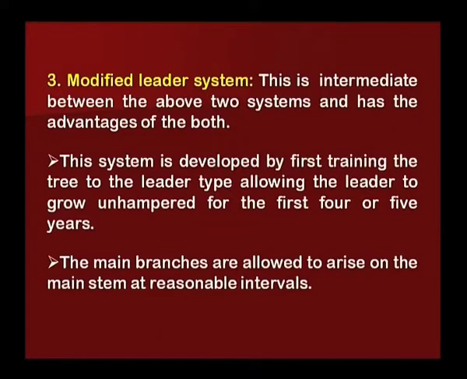Modified leader system. This is intermediate between the above two systems and has the advantages of both. This system is developed by first training the tree to the leader type, allowing the leader to grow unhampered for the first 4 or 5 years. The main branches are allowed to arise on the main stem at reasonable intervals.